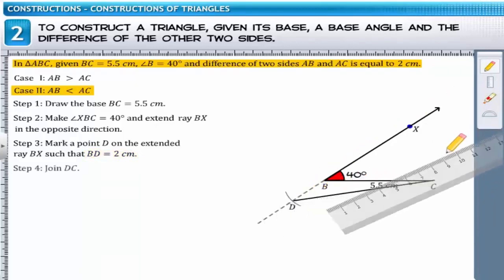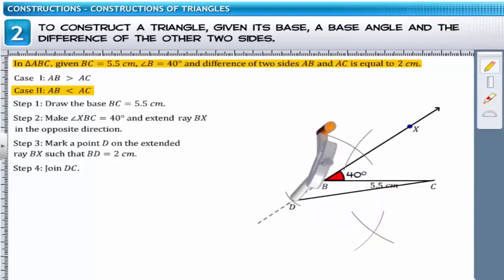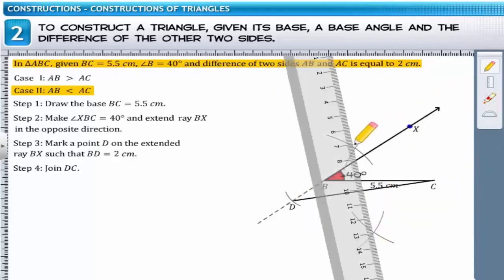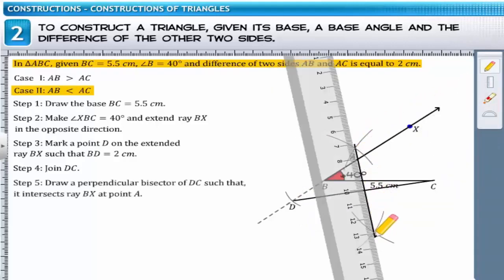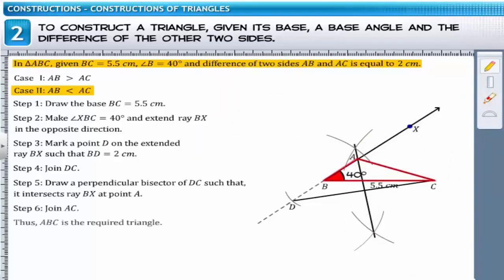Join DC. Draw a perpendicular bisector of the line segment CD such that it intersects the ray BX at point A. Join the points A and C. Thus ABC is the required triangle.